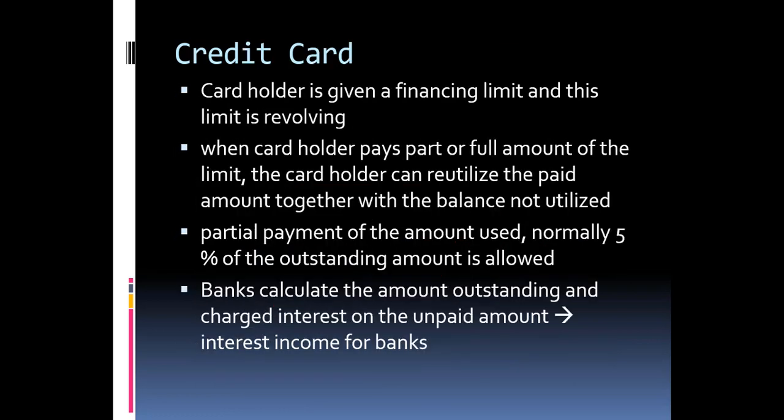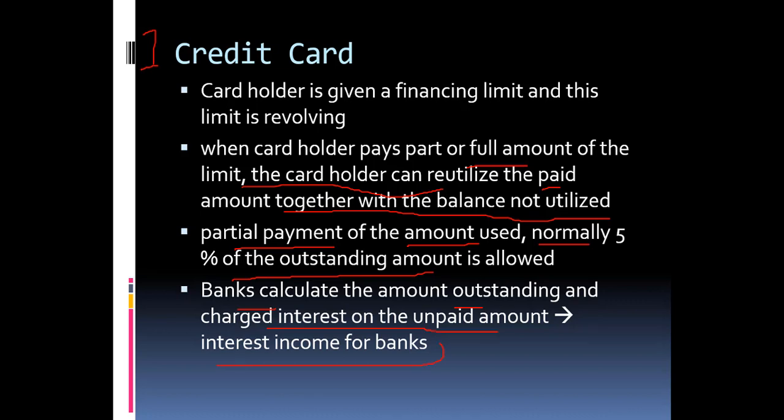And then this is the first, we refer to the credit card. What is the credit card? The card holder is given a financial limit, and this limit is revolving, and when the card holder pays part or full amount of the limit, the card holder can utilize the paid amount together with the balance not utilized, and for partial payment of the amounts used, normally 5% of the outstanding amount is allowed, and the bank calculates the amount outstanding and charges interest on the unpaid amounts, which is interest income for banks.